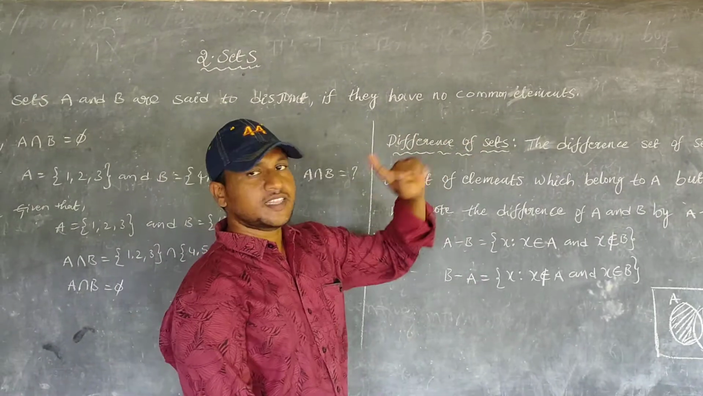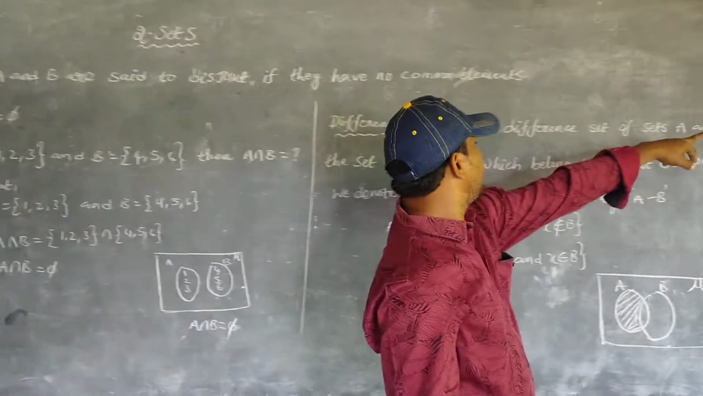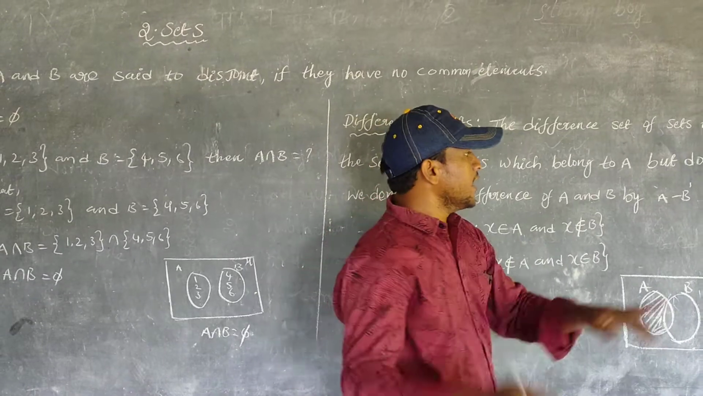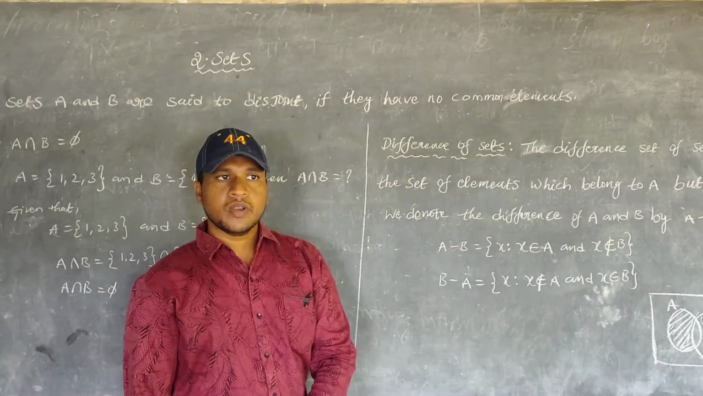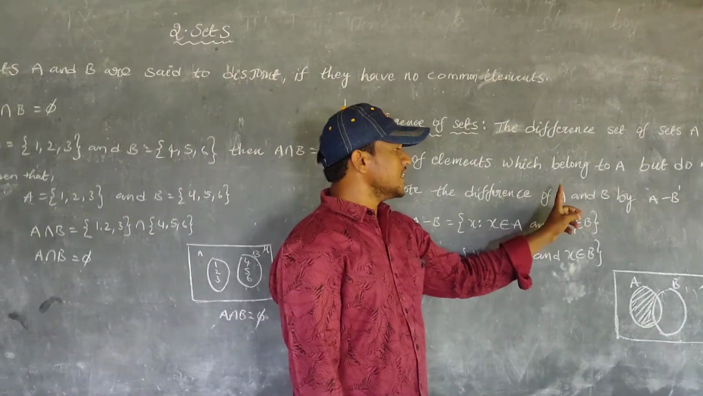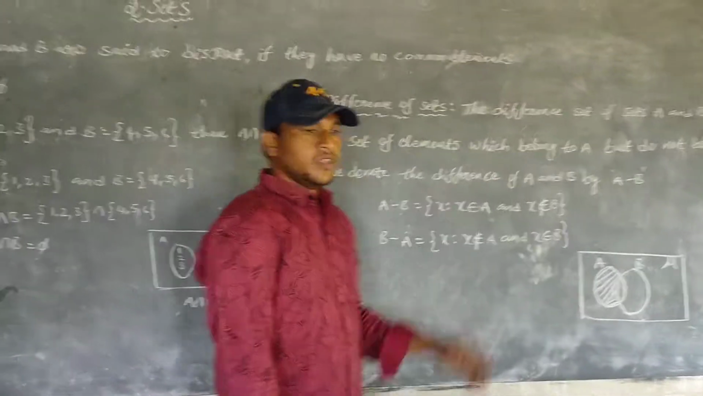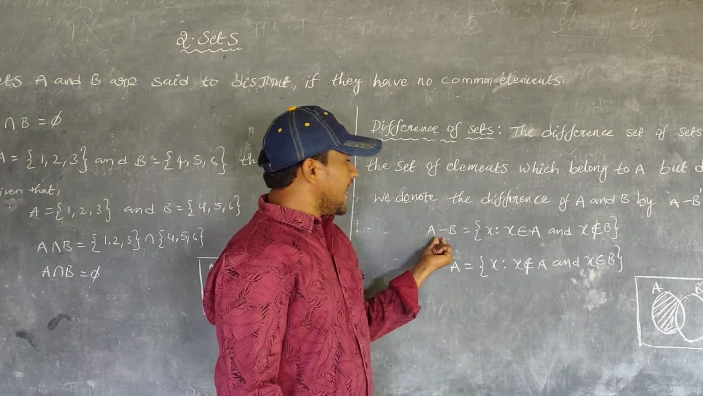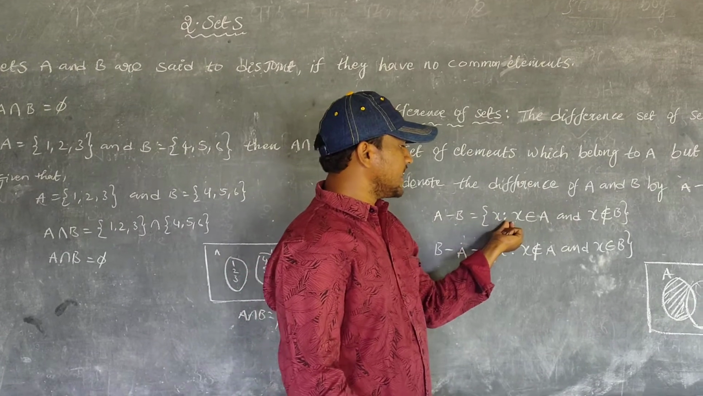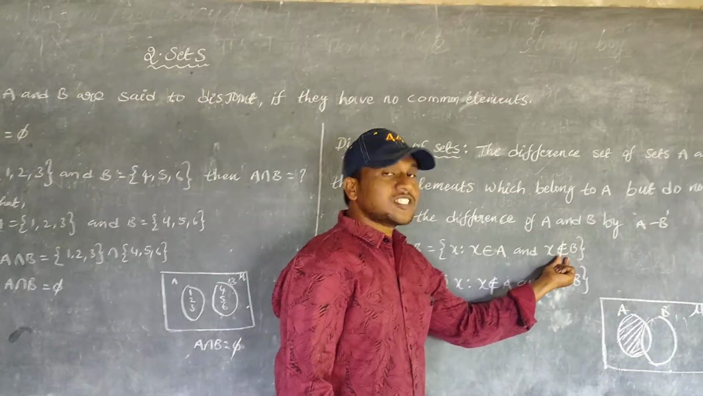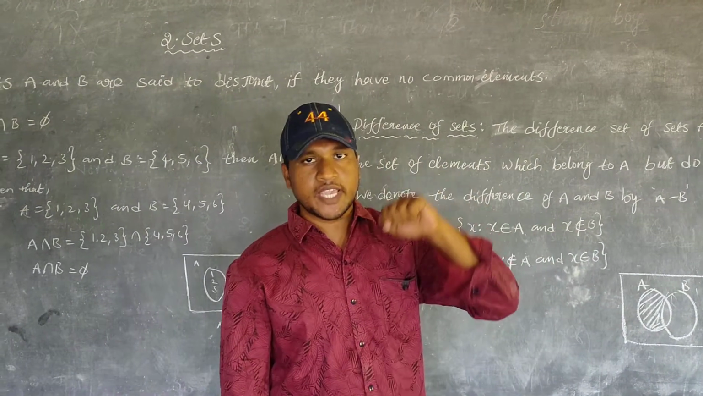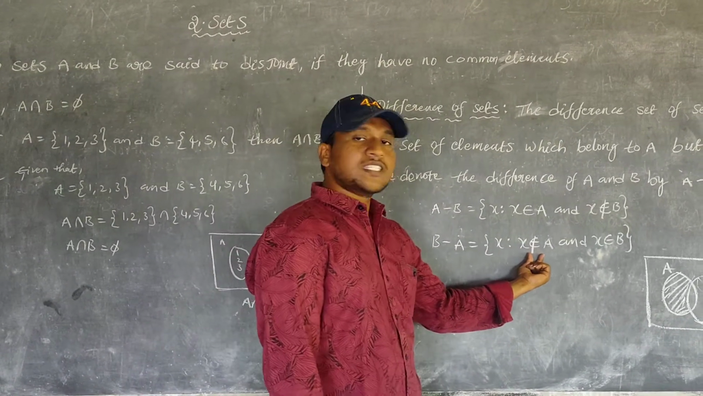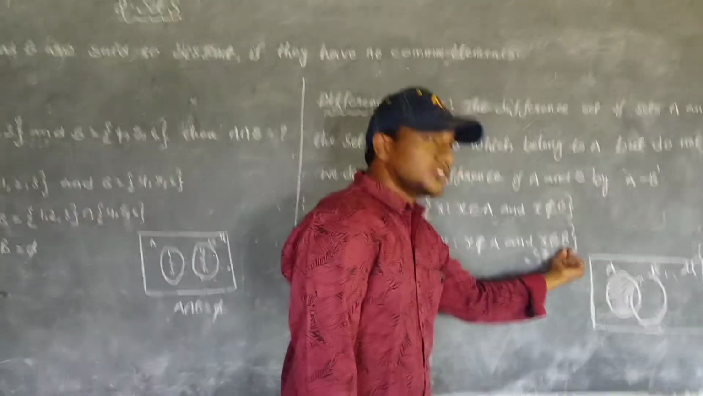The difference of sets A and B is the set of elements which belong only to A but do not belong to B. We denote the difference of sets A and B by A minus B. The set builder form of A minus B is {x such that x belongs to A and x does not belong to B}, only belonging to A. The set builder form of B minus A is {x such that x does not belong to A and x belongs to B}.